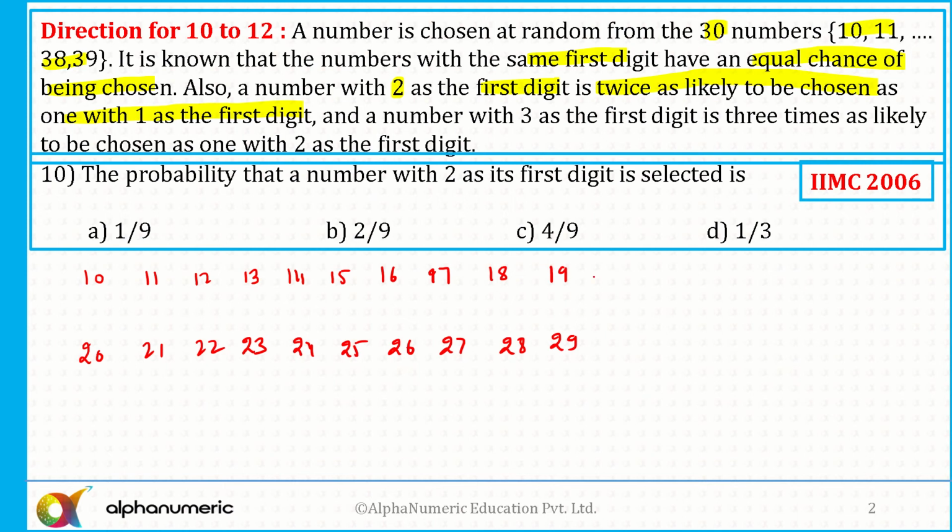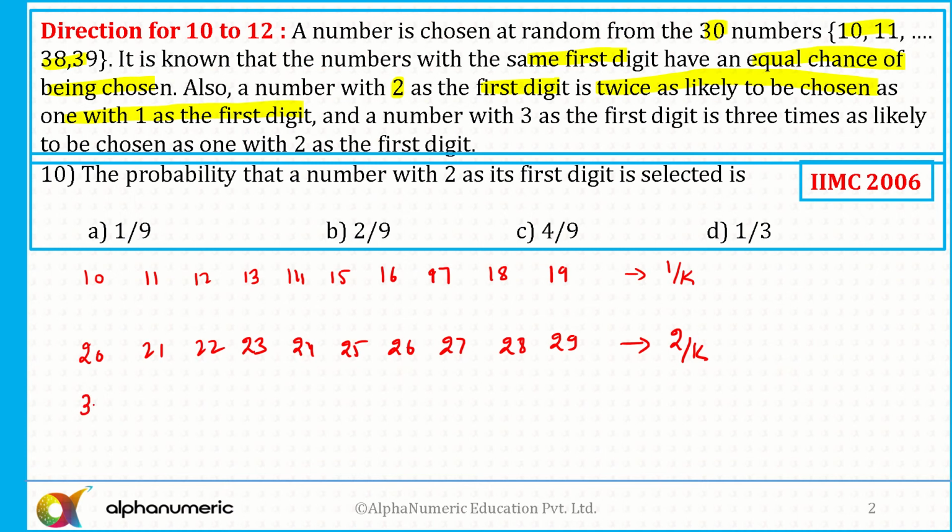So for example, let's say the probability of picking each of the numbers which start with 1 is equal to 1 by k. You can take any value at random, you can take it as a if you want. So I'm just taking the probability equal to 1 by k. So the probability of picking each number which starts with 2 is going to be 2 by k. Why? Because each of them is twice as likely to be chosen.